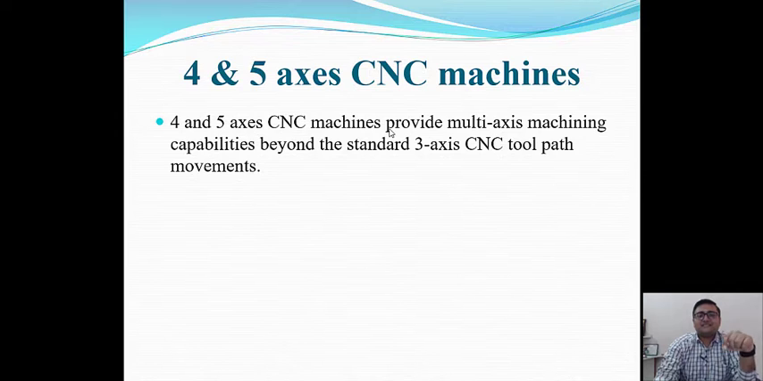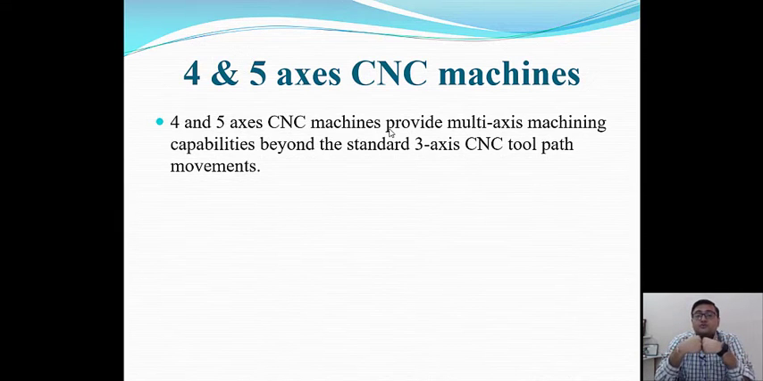4 and 5 axis CNC machines provide multi-axis machining capabilities beyond the standard 3 axis CNC tool path movements. Now you might be curious, as we heard something not known to us previously. It means so far our education taught us that we have three axes only: X, Y and Z. So how can any machine have more than three axes? That might be the question from the student side.